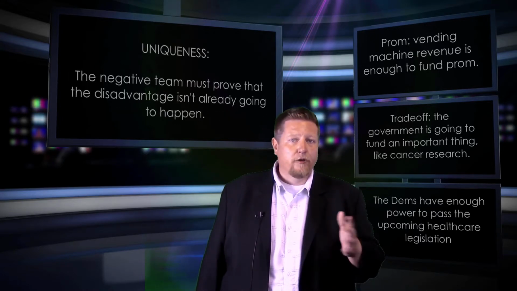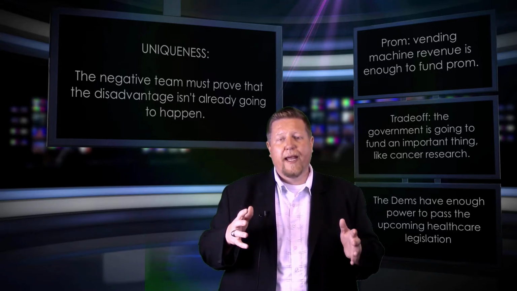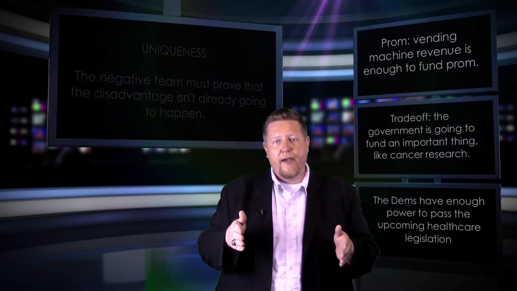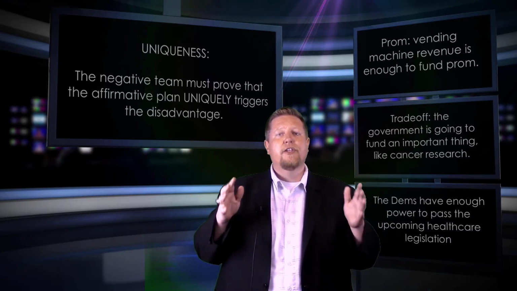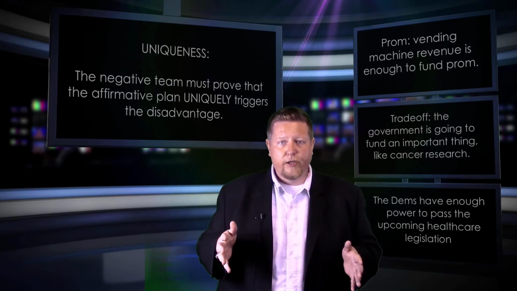If the negative team fails to prove that the status quo is happy and on track, it would be much harder to prove that the affirmative plan uniquely triggers the disadvantage. And that's why we call it uniqueness. The affirmative plan is unique because it's the only thing that will cause the disadvantage to happen.